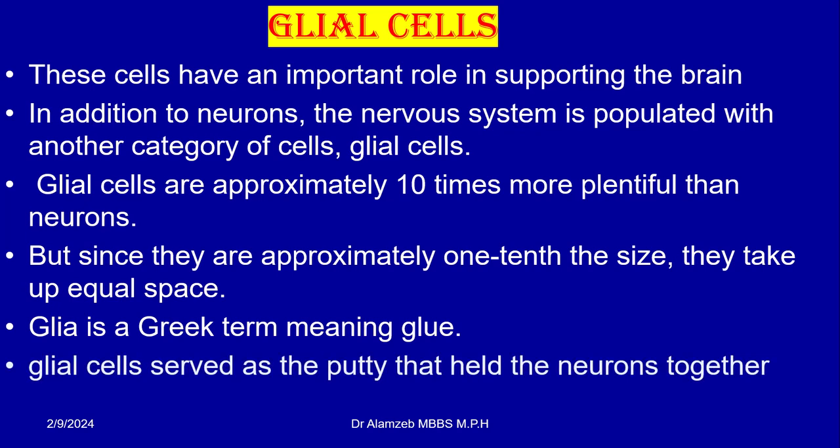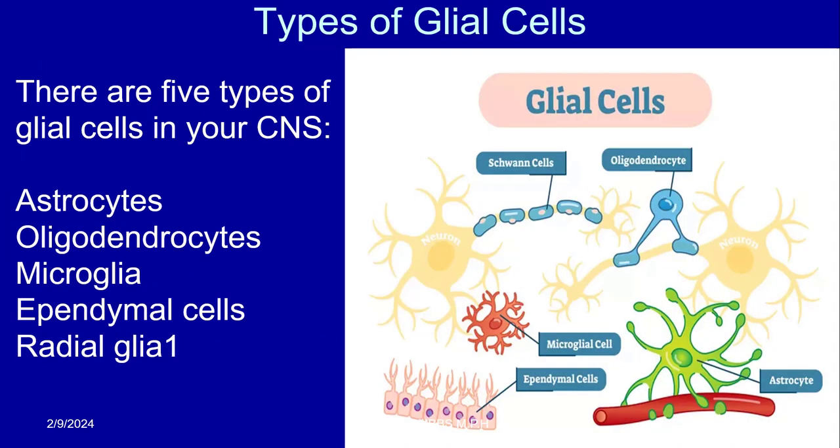Types of glial cells. There are 5 types of glial cells in the CNS: astrocytes, oligodendrocytes, microglial cells, ependymal cells, and radial glial cells.